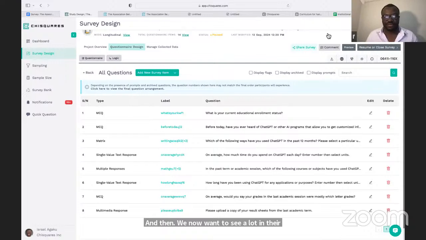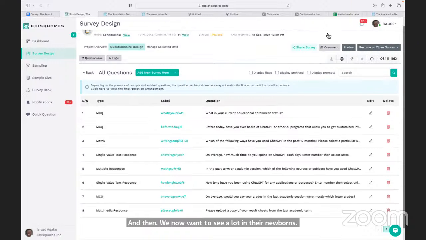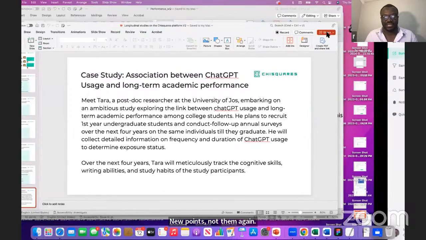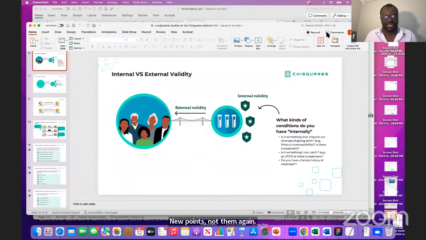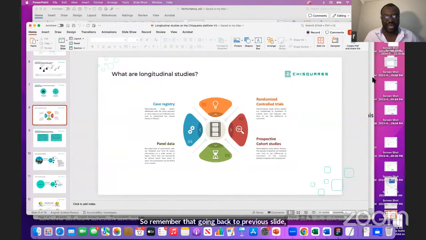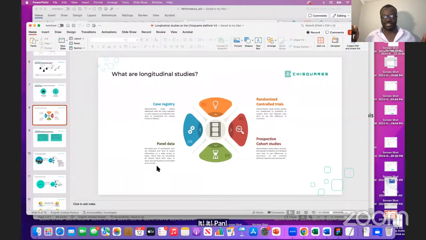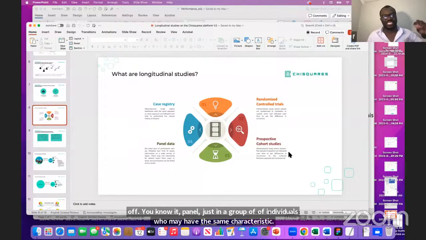Okay. So we took our baselines. We collect our baseline data to characterize the women. And then the second set of measurement is on their newborns, not them again. Yeah. So that's a panel study, essentially. Remember, going back to the previous slide I showed you, a panel is just a group of individuals who may have the same characteristic, unlike a cohort study where we're looking at distinctively exposed versus non-exposed.